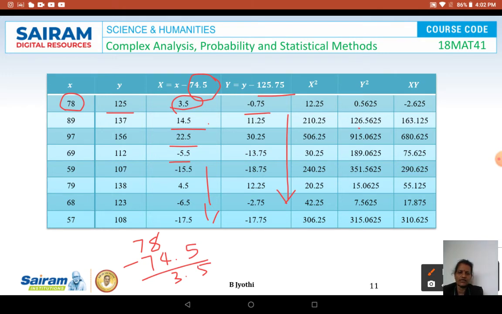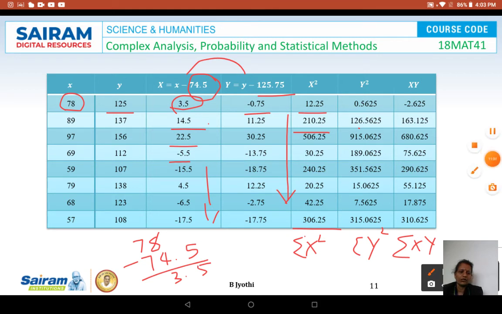So what is x square? 3.5 into 3.5, that is 12.25. 14.5 whole square is 210.25 and so on. Once we do this, the total of this x square is required. Similarly, the total of y square and the summation of x, y we need to do. So x into y, that is this column into this column, gives us the last column, that is x into y.